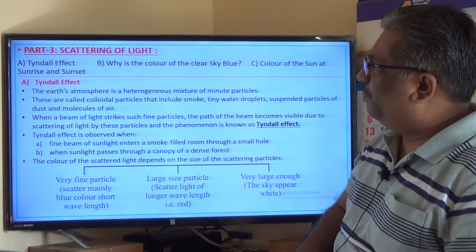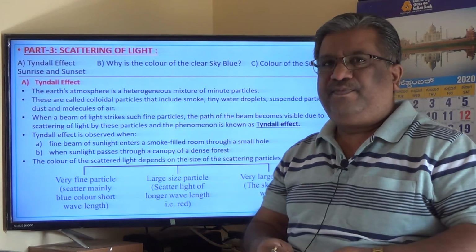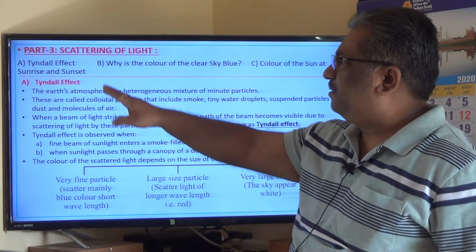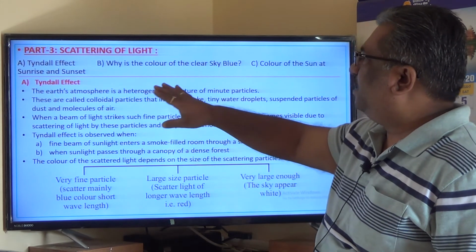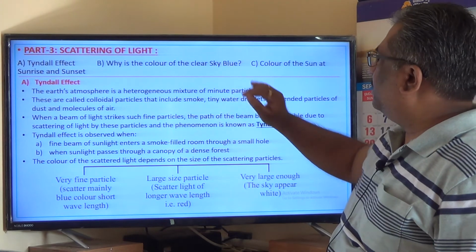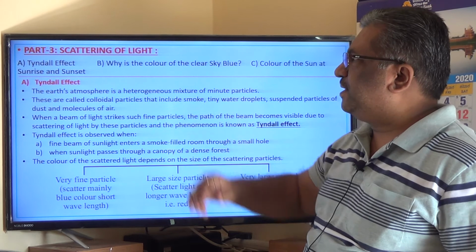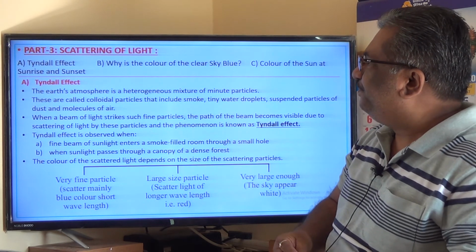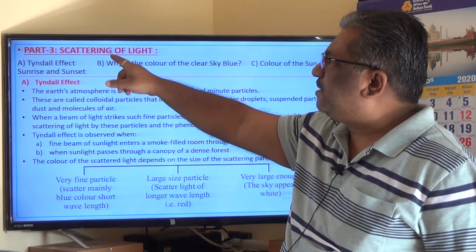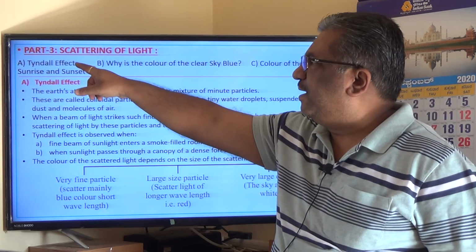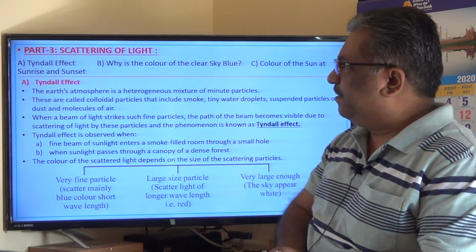Part 3 also will complete it. Scattering of light. Under the scattering of light there are three phenomena: Tyndall effect, why the color of the sky is blue, and color of the sunrise and sunset. These three things we'll see. So what is the scattering of light? What is the Tyndall effect? We'll see first. What is Tyndall effect?